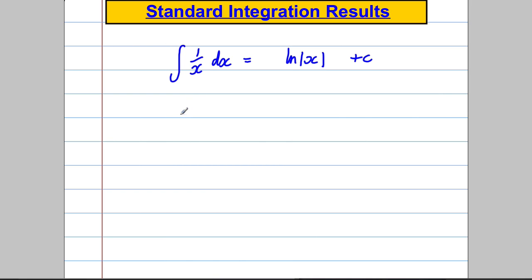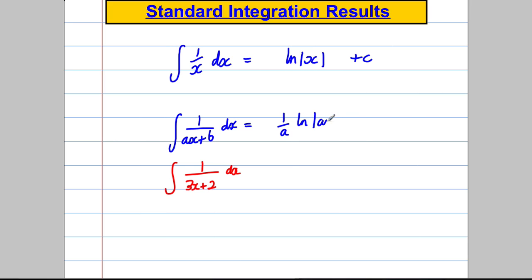And an extension of this is if I integrate 1 over a linear function of x, like ax plus b, with respect to x, for example 1 over 3x add 2, the integral of that would be 1 over a, the natural logarithm of the modulus of ax plus b, plus a constant c. So in the case I've just highlighted here, it would be 1/3 the natural logarithm of the modulus of 3x add 2 plus our constant of integration.